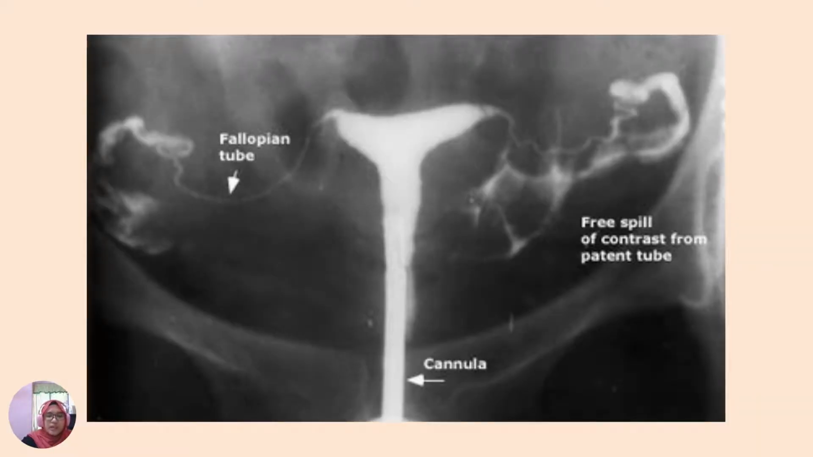So this is an example of the X-ray diagram. We can see the cannula. This is the normal fallopian tube. There will be no spillage here, but if there is a problem with the fallopian tube, there may be spillage here.